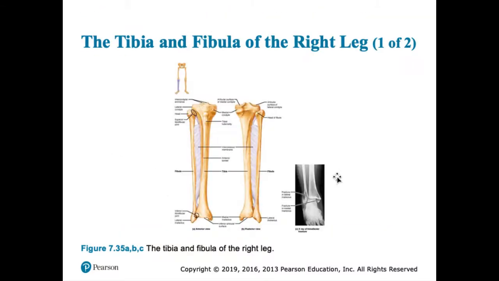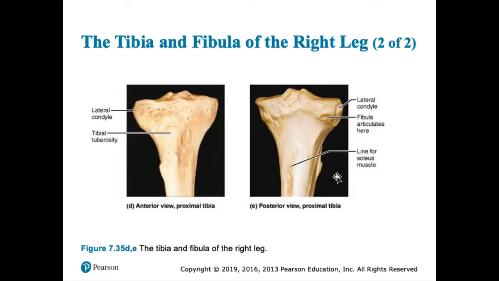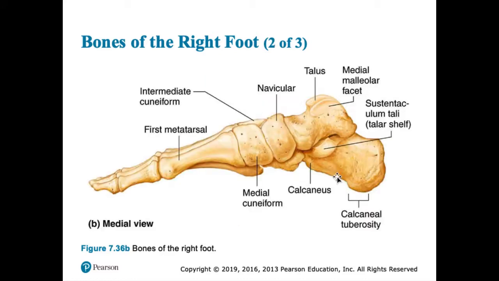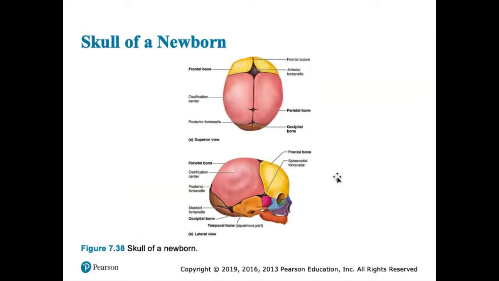The tibia and fibula of the right leg, making sure you understand the tibia and fibula, all the processes and markings that are found on those as well. Understanding the bones of the foot is also part of this process, so making sure you understand each of those that are there for that process. Also, it's important to know the differences between the skull of an adult and the skull of a newborn, so do look through those and those differences.